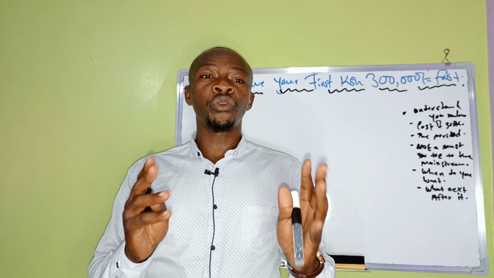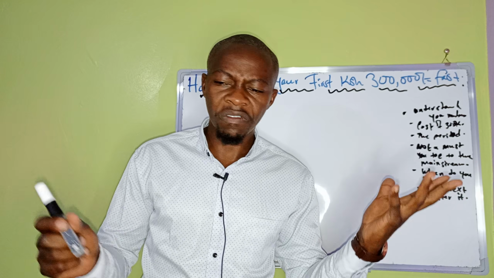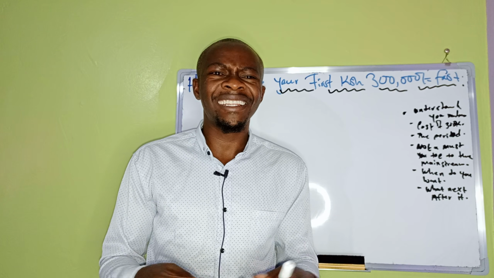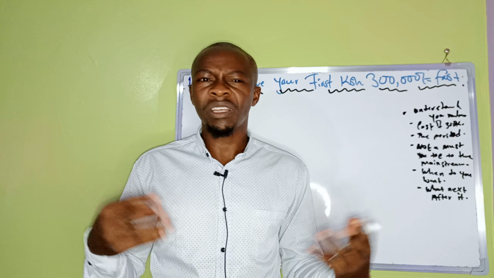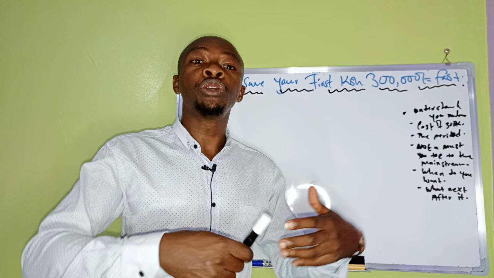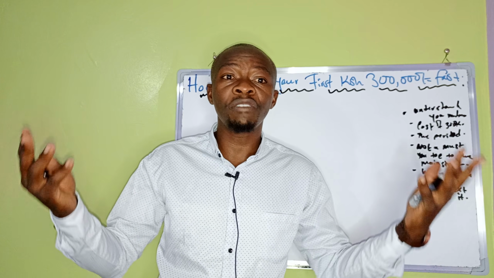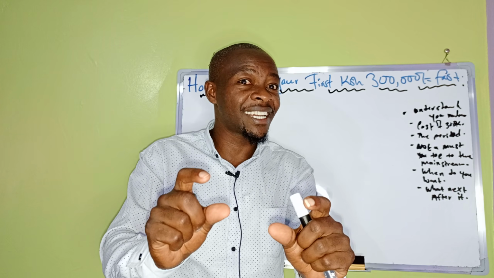In this video, I'm going to show you how you can save your first 300,000 Kenyan shillings. And by the way, this is equivalent to about 2,300 dollars or something of the sort. By the way, this formula is not limited to this amount of money. You can use a similar formula to save more money. Maybe your target is 1 million, 2 million, 3, 4, 5, 10, whatever the amount of money. So stick around.